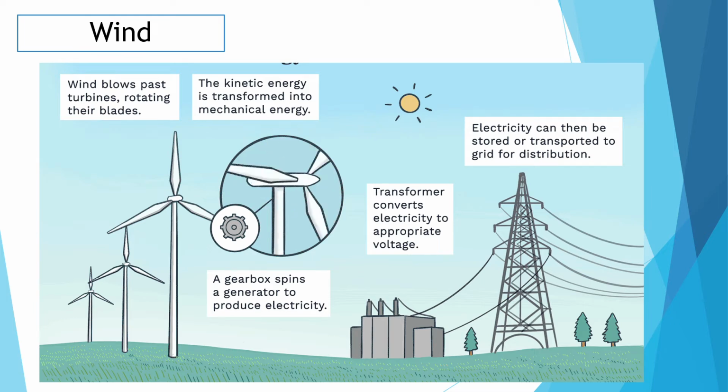Okay, so basically there's another generator inside. The wind rotates the turbine, so this is basically changing the kinetic energy into mechanical energy. Then this mechanical energy is converted to electricity by a generator that is inside the wind turbine. And then the electricity is again transferred to houses using transformers.